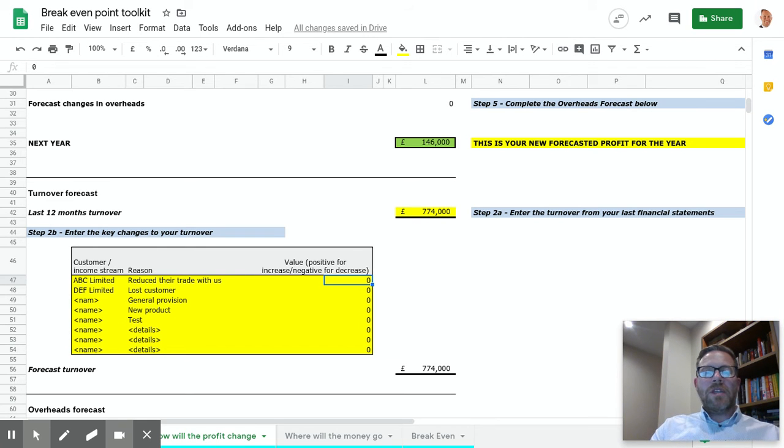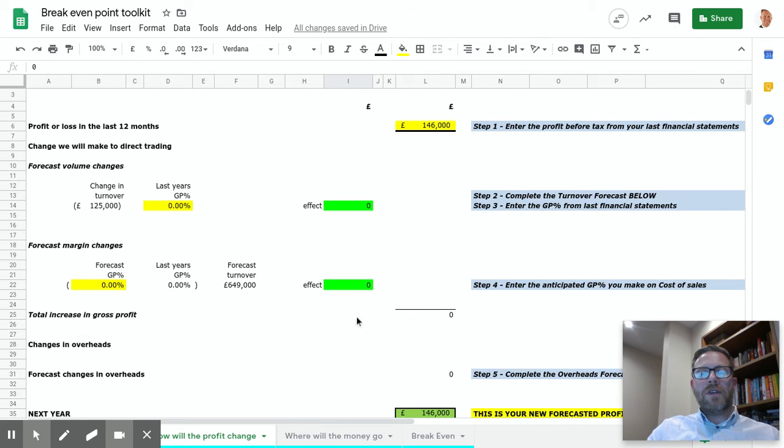So ABC Limited, I think we're going to lose £100,000 in trade with those guys. DEF, I think we're going to lose them as a customer completely. I'm going to make a general provision for bad debt in there of, say, £30,000. We've got a new product that I'm bringing out. It's going to have a modest impact, but I think it's going to bring in another £25,000. So I've now got my increase in turnover. Forgive me, in my case, it's a decrease in turnover, of course.